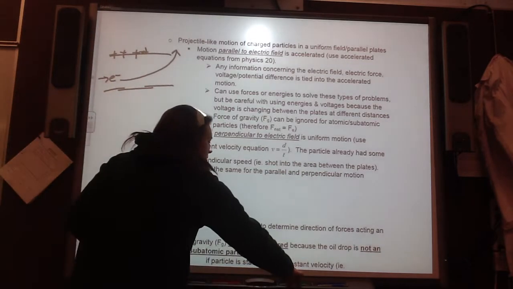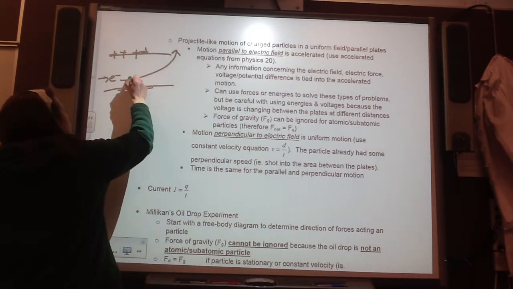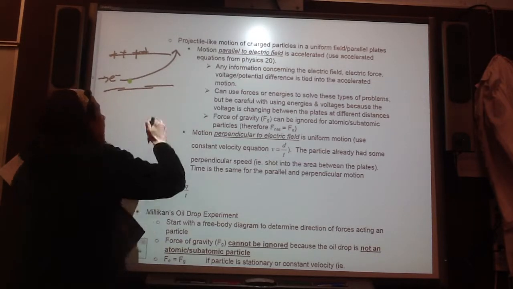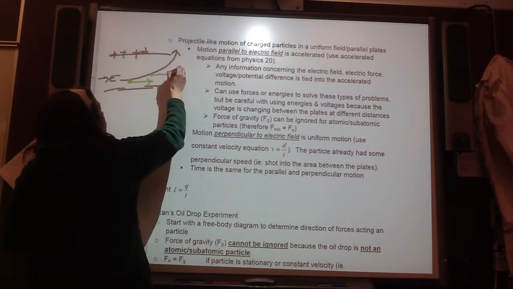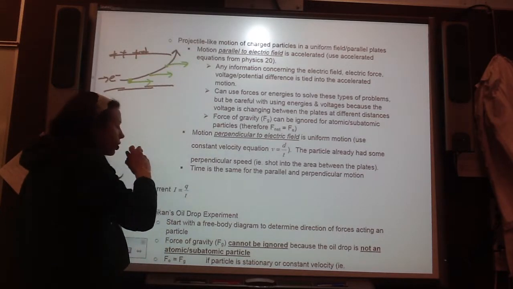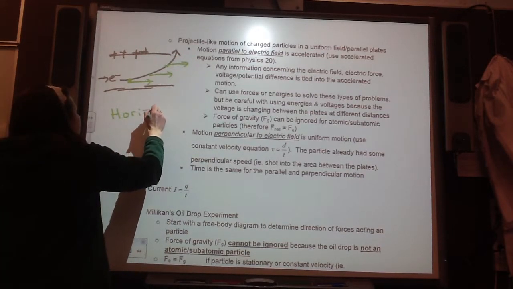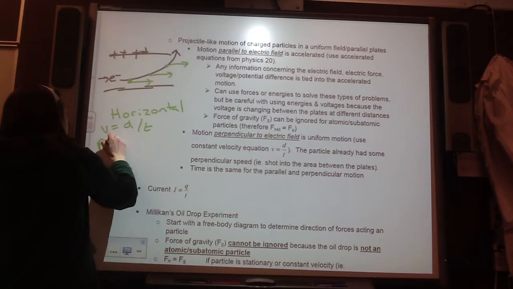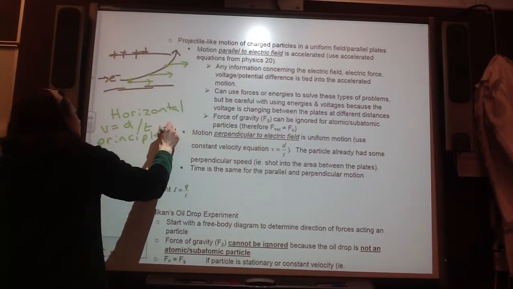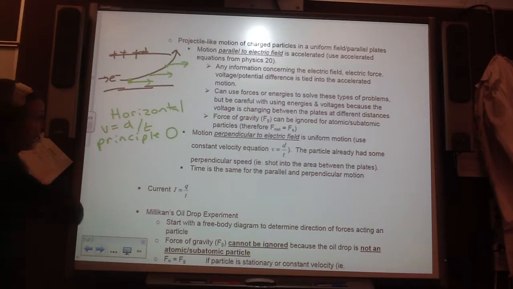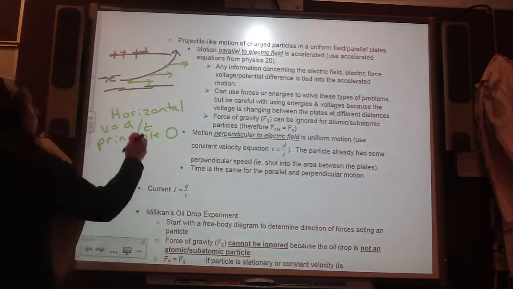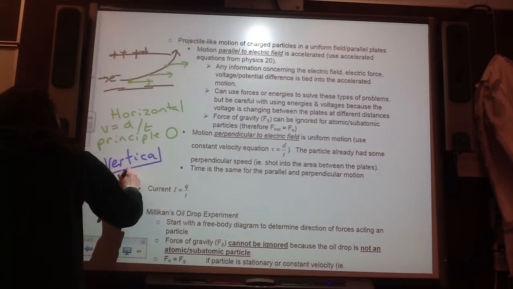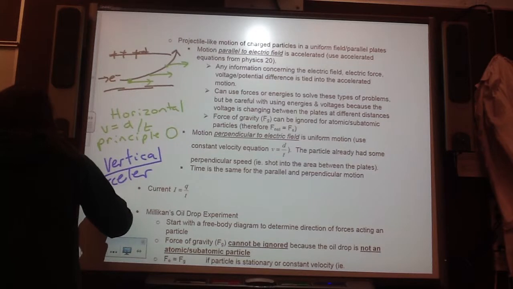When you have projectile motion, remember your horizontal: whatever speed it tells you it starts at, that's your horizontal, and it stays throughout the whole thing, okay? So think about horizontal. You use v equals d over t, and this is principle 0 on your data sheet, okay? Then when we're dealing with vertical, you can use your acceleration formulas, and this is principle 1.